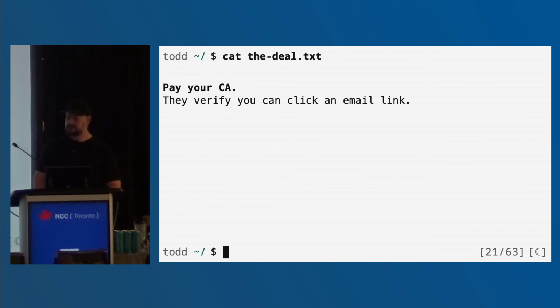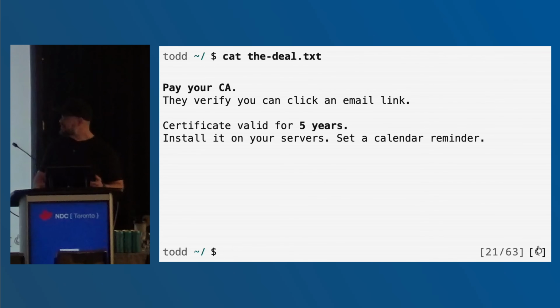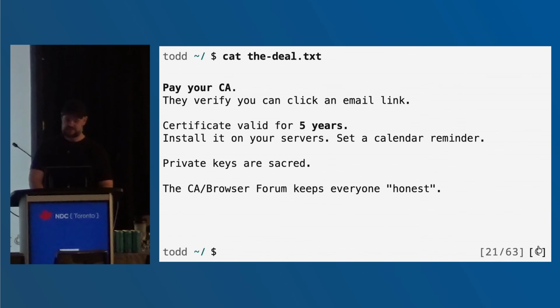So that was the deal. That was the deal in 1999. You want to be secure, you pay your money to the CA. They verify that you can click an email link, and they give you a certificate. Certificates were valid for 5 years. The certificate they gave you was valuable. Like if you lost it, if it became exposed, you had to pay for a new one. And the CA Browser Forum governed changes. That was the theory, anyway.